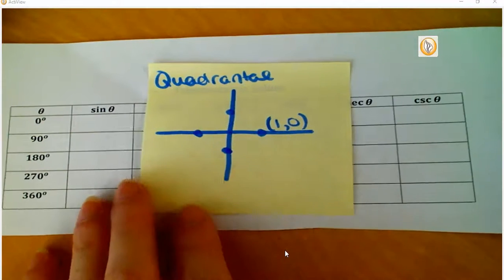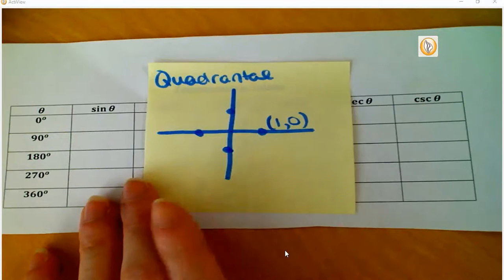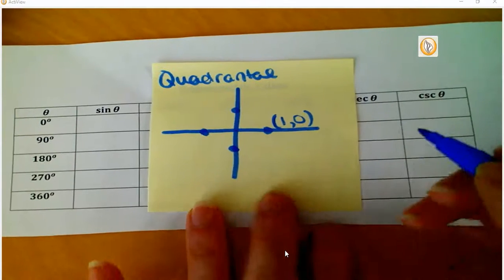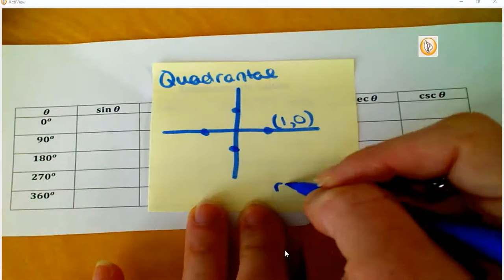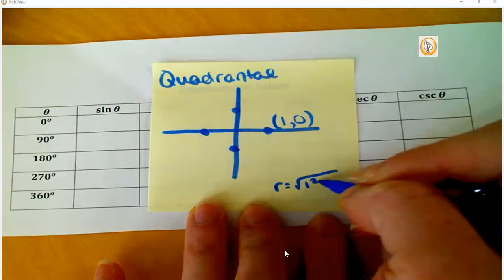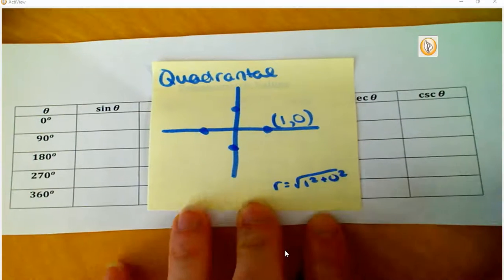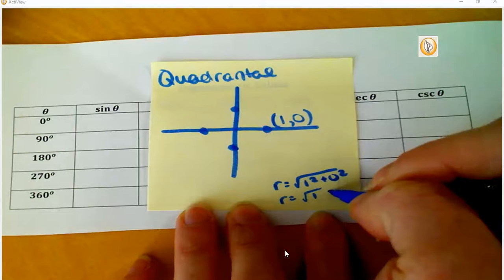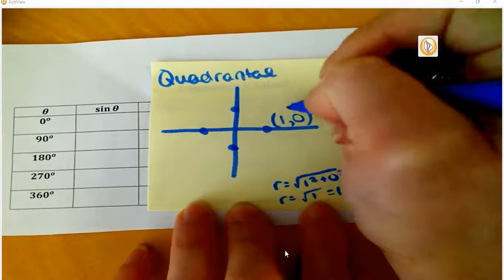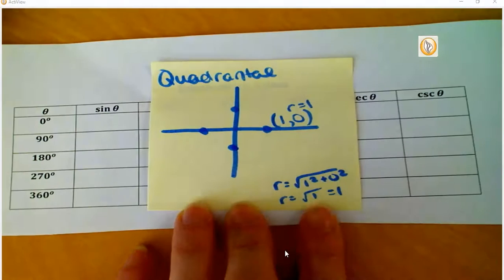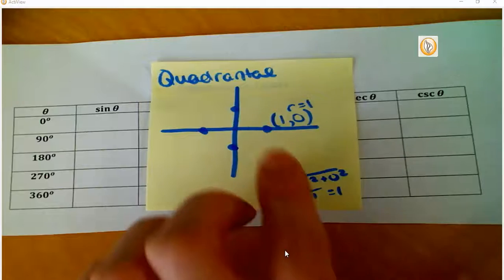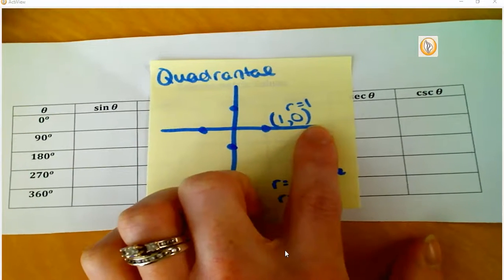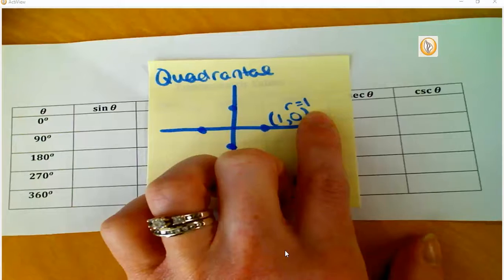We also need what from this? We have x, we have y, we need r. How do we get r? Square root of x squared plus y squared. Alright, so square root of 1 squared plus 0 squared. So we get square root of 1 plus 0 is 1, and the square root of 1 is 1. So in other words, if I'm talking about the 0 degrees, my x is 1, my y is 0, and my r is 1.